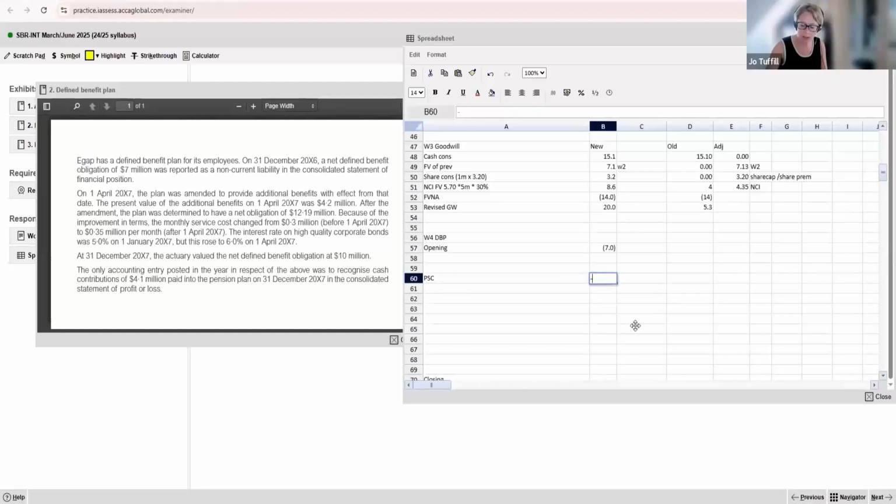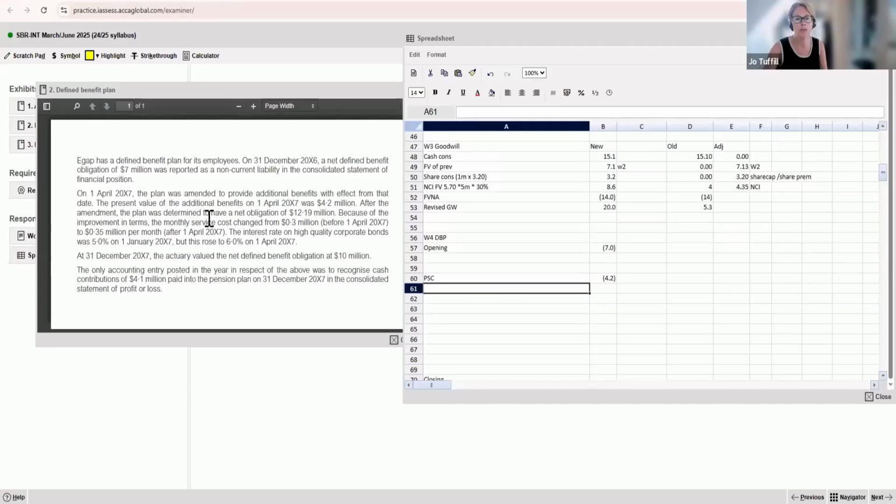So that would be, amendment means it's an increase. So that's an increase in a deficit. A curtailment would be the opposite. That would be a decrease in a deficit. Because we're providing additional benefits to them, therefore it is an increase in an obligation.